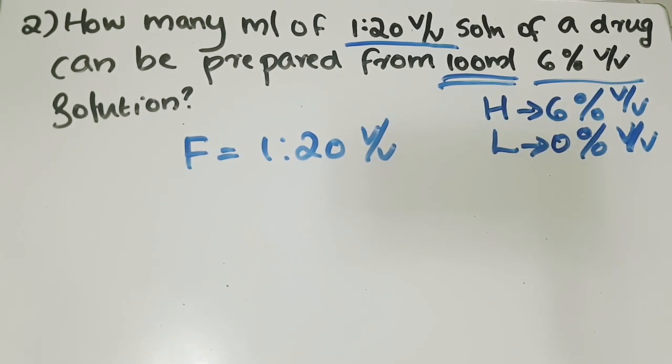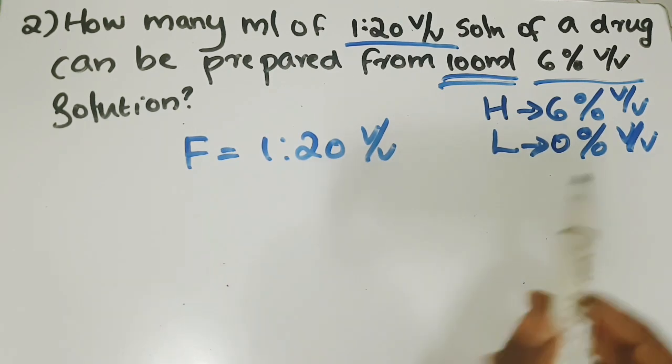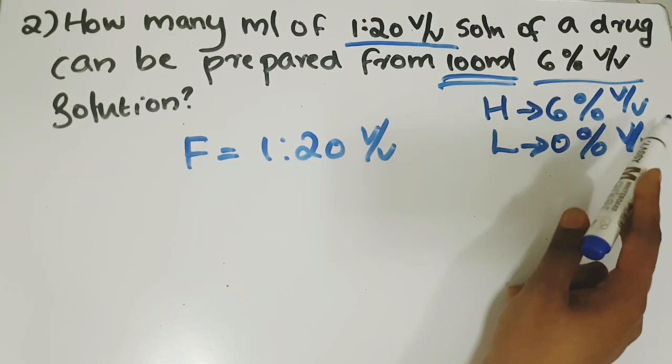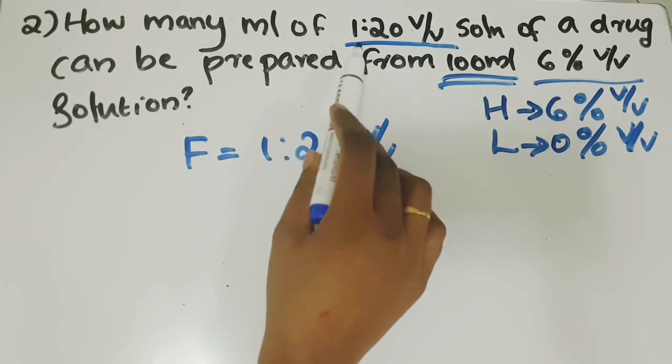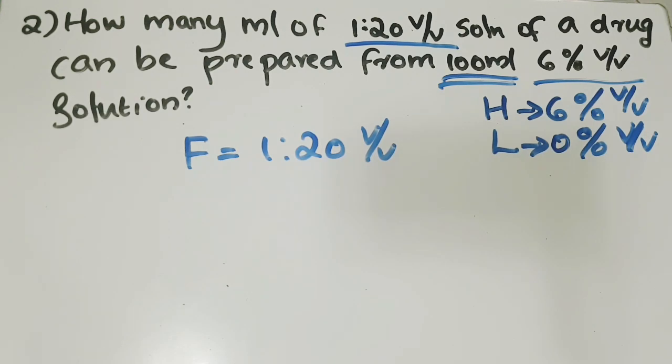Okay, so how many ml of this 1:20 volume by volume solution should be prepared from 100 ml of 6% volume by volume solution? So that is the question. Okay, so we have to find out the final volume of solution with strength 1:20 volume by volume. So that is our question. Okay, so we have done our first step.